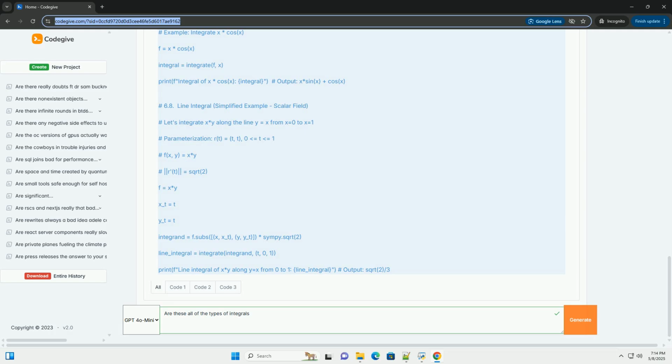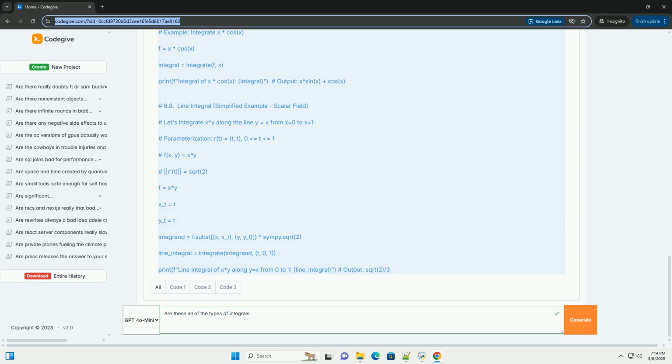5. Using sympy for symbolic integration. Sympy is a powerful Python library for symbolic mathematics. It can perform symbolic integration, differentiation, algebra, and much more. Here's how to use it for integration. Install sympy: pip install sympy. Import sympy: import sympy.